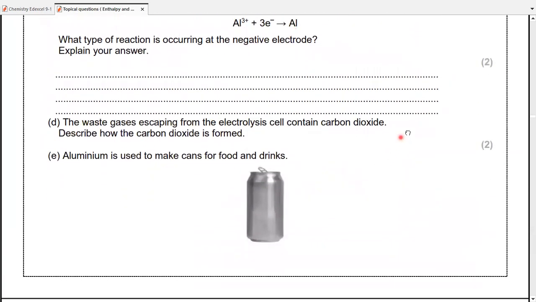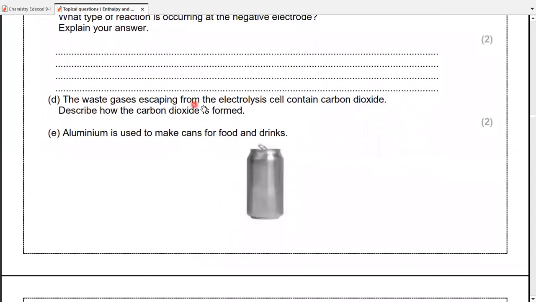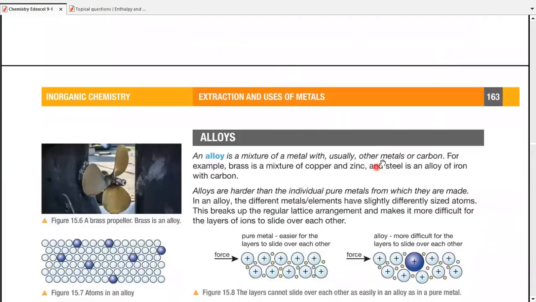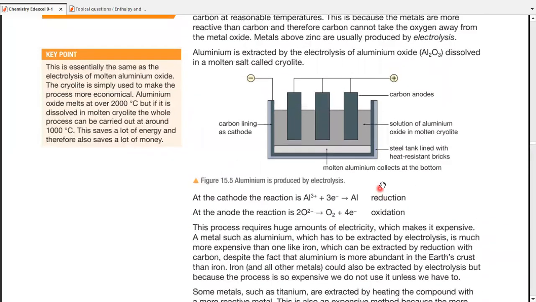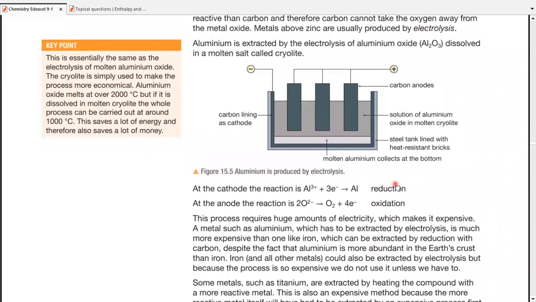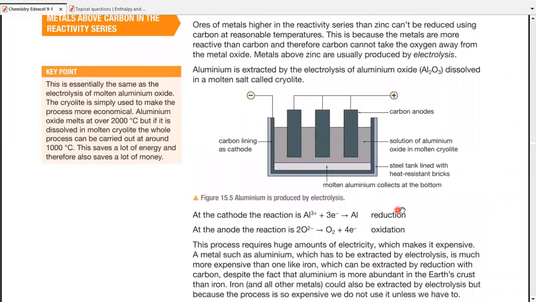Moving on. The waste gases escaping from the electrolysis cell contain carbon dioxide. Describe how the carbon dioxide is formed. Well, this wasn't explained exactly at this point over here. That's because this is a question from the electrolysis chapter. In the electrolysis chapter, there is one more paragraph to it.